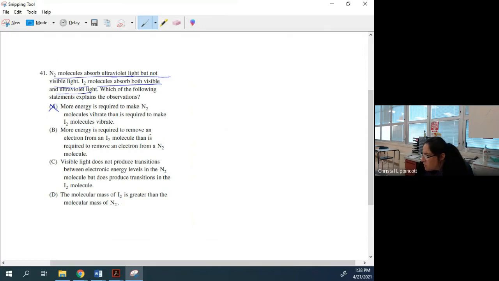B, the energy required to remove an electron. Removing an electron is not what gets something to light up or not. Remember, we're just transitioning. We're just moving it from one level to the next, and it's dropping down. When it drops down, that's when it's giving off that energy that you're able to see as either visible or UV light.